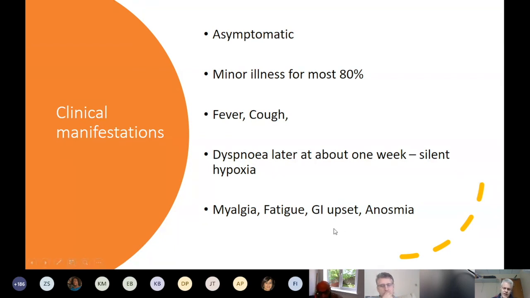The other symptoms vary. We've seen quite a bit of fatigue and perhaps myalgia. The amount of GI upset is not as much as perhaps reported in the literature. And anosmia, I think I've seen 1 case of it. Again, I think this may be more common in the community setting.